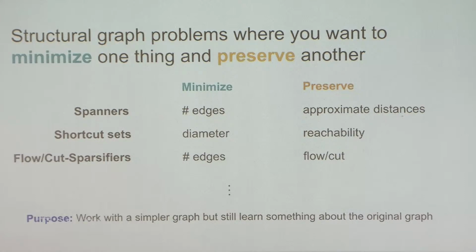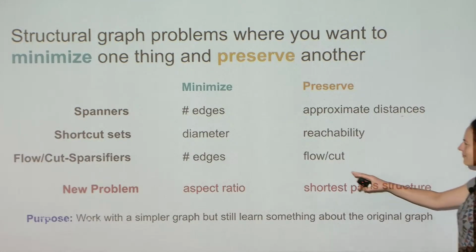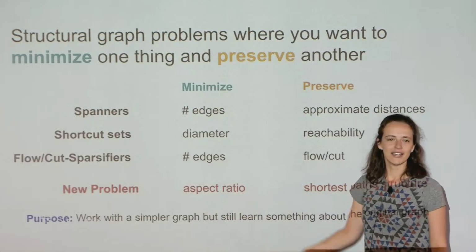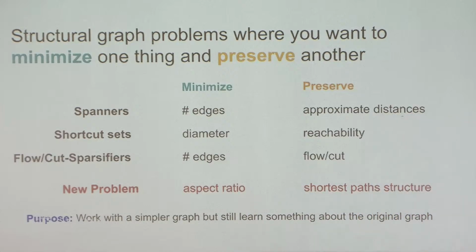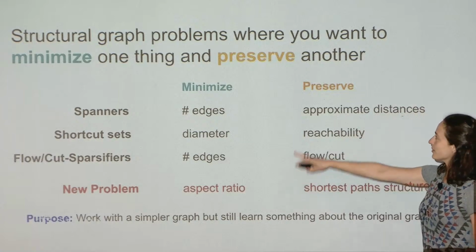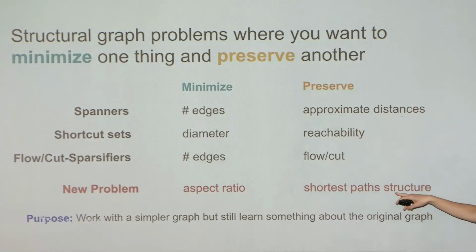So I'll tell you what I am going to be talking about, which is a new problem that we're introducing in this work. And it is the following. What we're trying to minimize here is aspect ratio. That is the ratio of the largest edge weight to the smallest edge weight in the graph. And what we're trying to preserve is the shortest path structure.